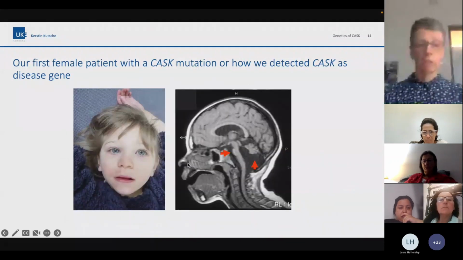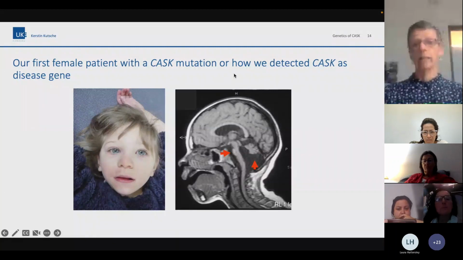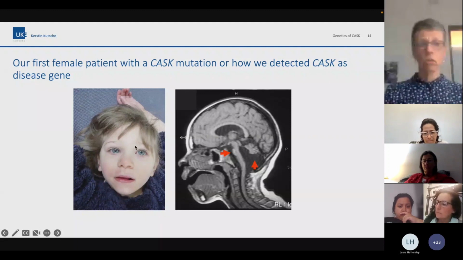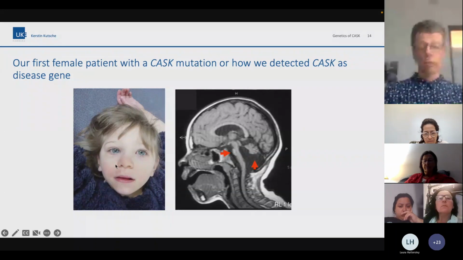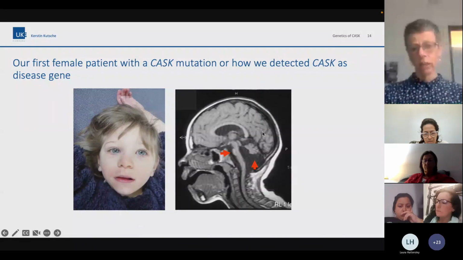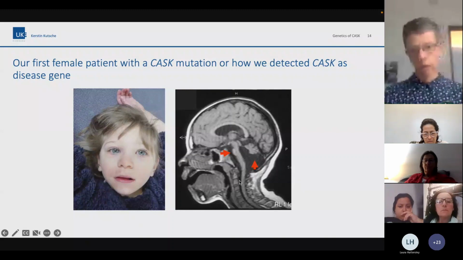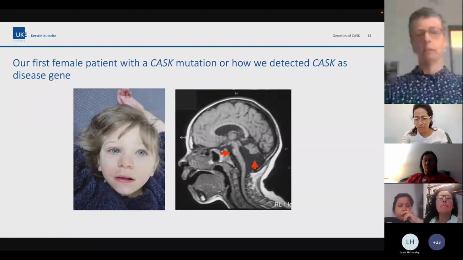So this was our first patient, which we investigated for a possible mutation in CASK. And this is the beginning of our story of how we detected CASK as a disease gene. This girl is from Germany, and she has the typical clinical features of the MICPCH phenotype, which we are now aware of. She had microcephaly, she had developmental delay, and when we looked at her brain imaging, her MRI scans, most of you are familiar with these typical characteristic MRI findings in females with a CASK mutation.